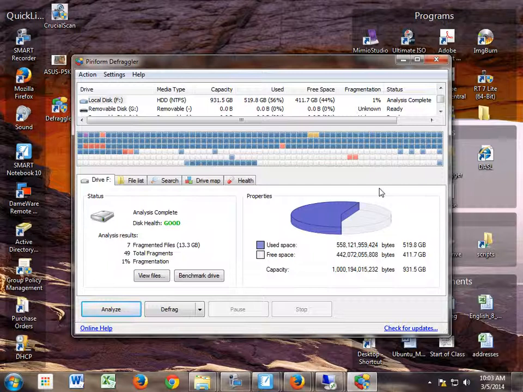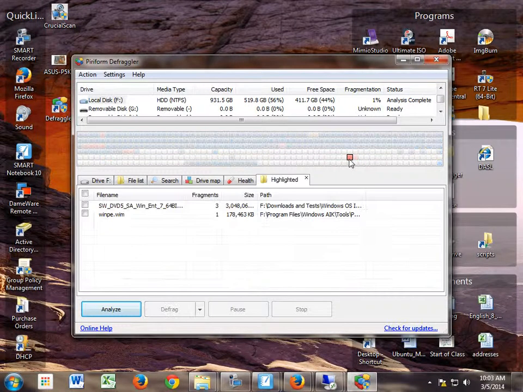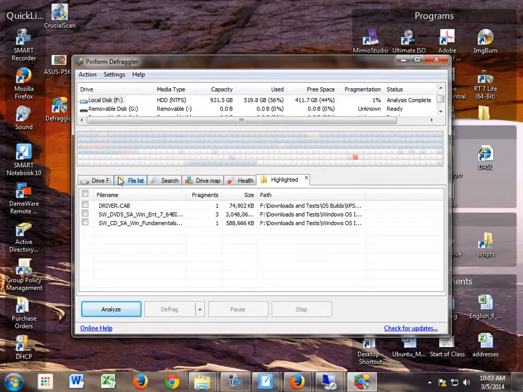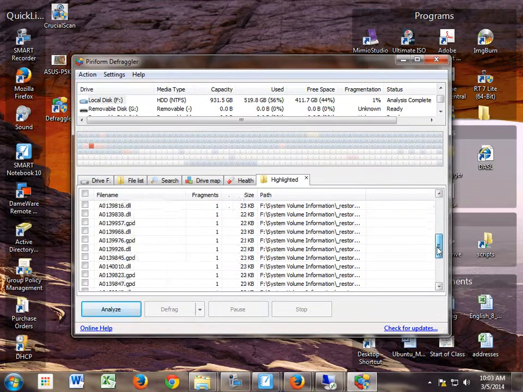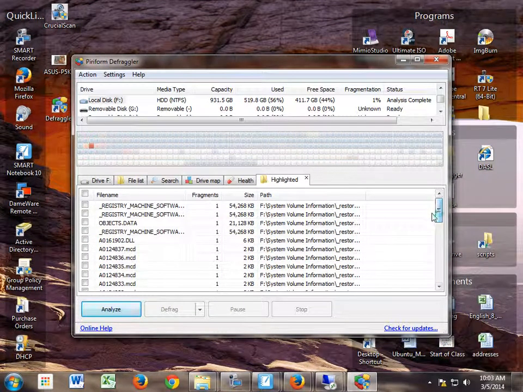I run defragmenter every week. Okay. So only some of these are broken up. So if I go to this sector right here, it only has 2 files on it. This one has 3 files on it. Let's see if I can find them. Okay, so this sector has 33 different files on it. All those files exist on this one sector of the hard drive.